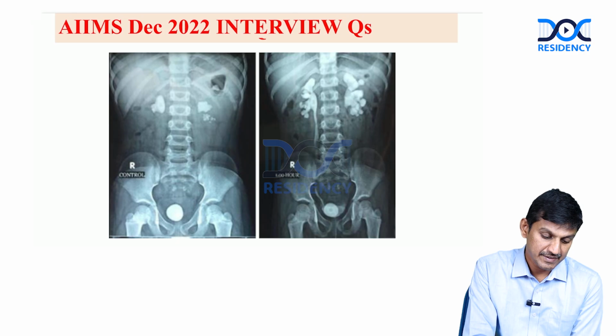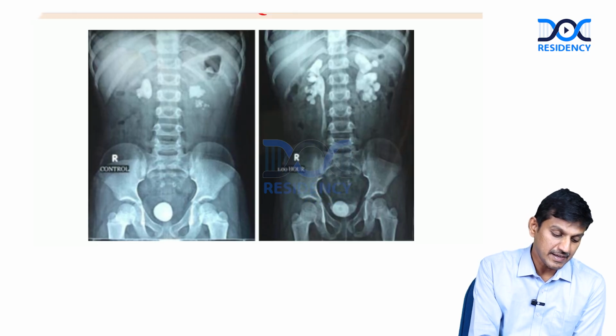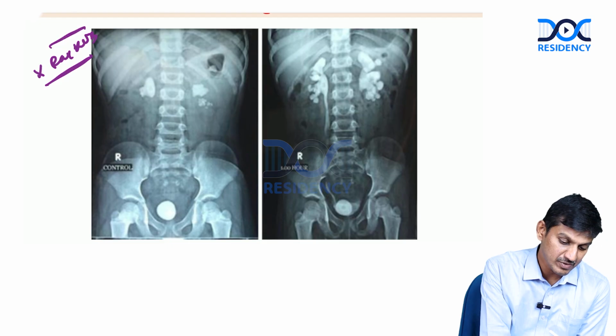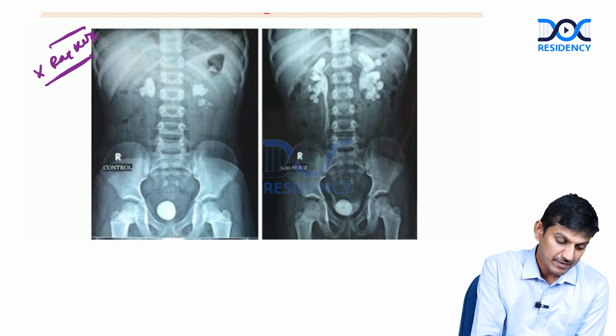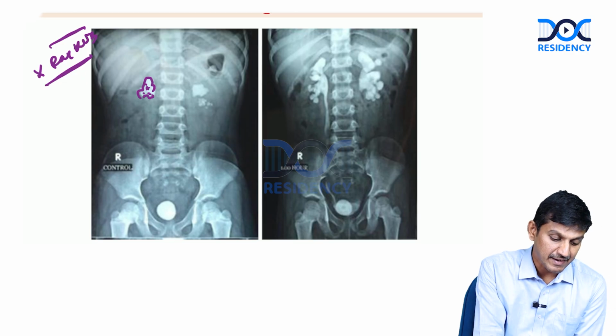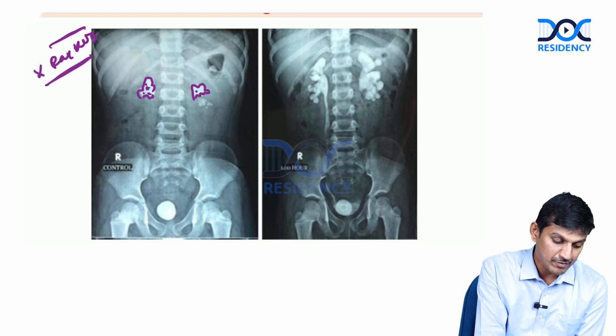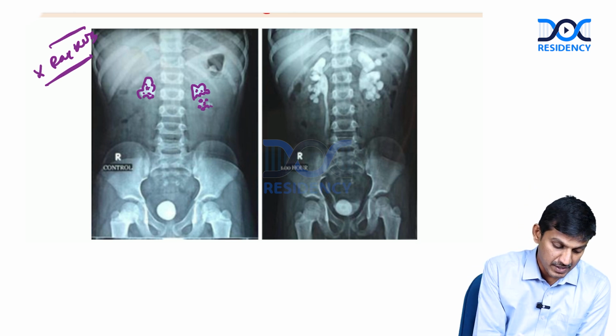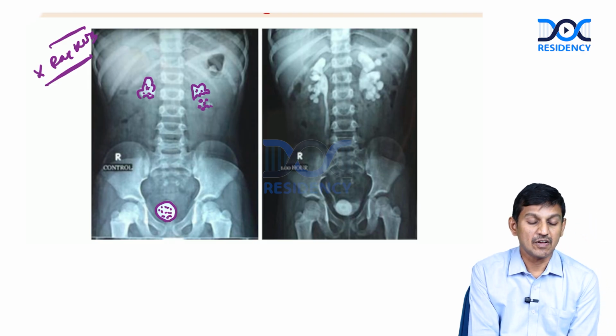Now identify this image. Can you identify it? The first thing is an X-ray KUB. Why do you say it's an X-ray KUB? You don't see any contrast or anything like that. Here you see a radio-opaque density in the right renal fossa. Similarly, you see a radio-opaque density in the left renal fossa. Also, you see multiple small radio-opaque densities in the left renal fossa, and you also see a big, well-circumscribed radio-opaque density in the renal pelvis in the region of the bladder.